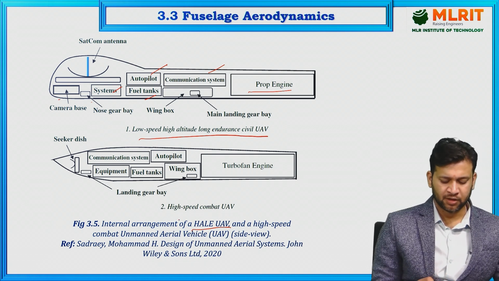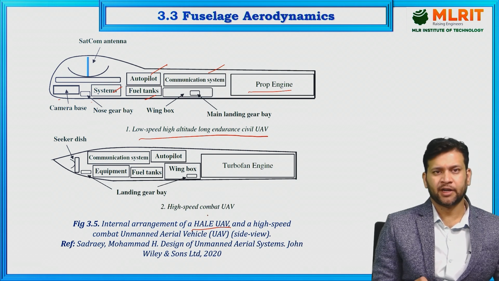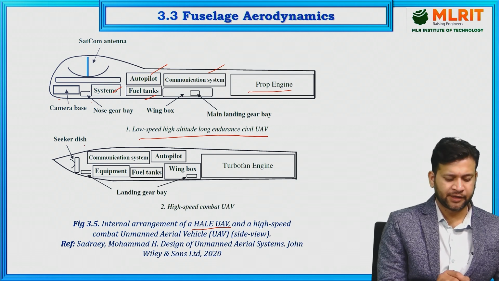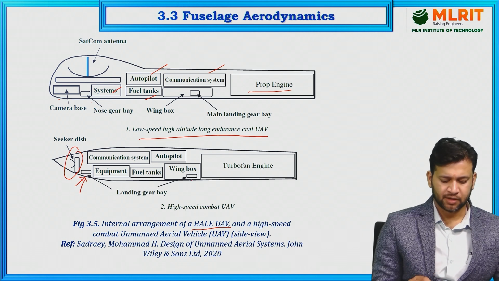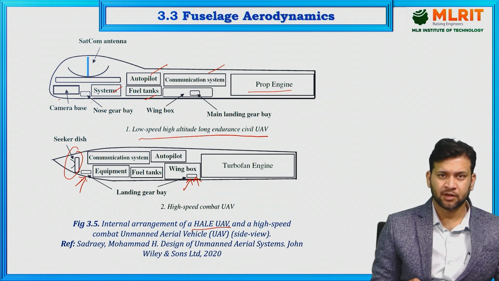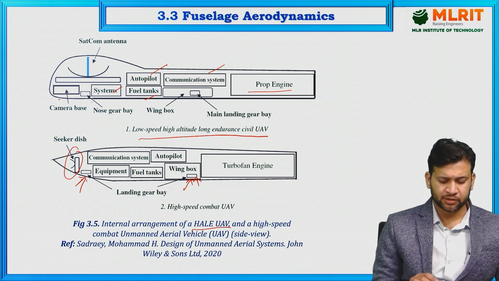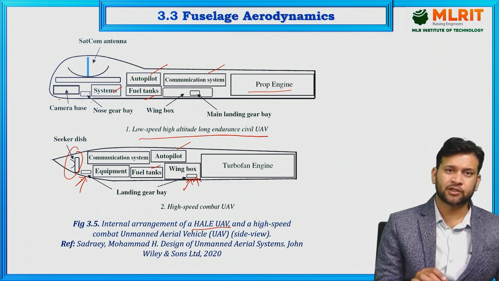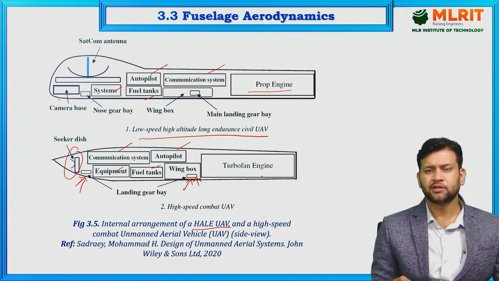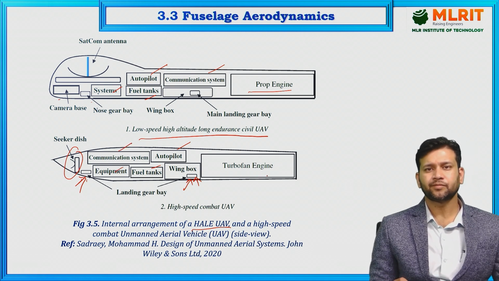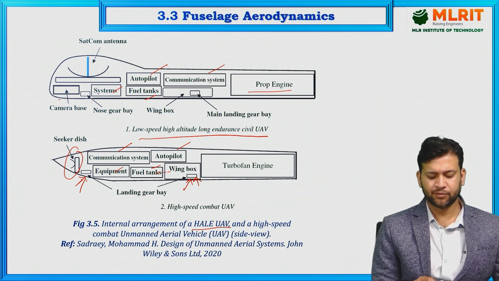And for high speed combat unmanned air vehicle system, we have a seeker dish here. This is the landing gear bay. This is the wing box. This is main landing gear bay, which is inside the wing box. We have fuel tanks, autopilot system, communication system, equipments, and this is turbofan engine, which will be driving this high speed combat unmanned air vehicle, and fuel will be supplied from this tank to here.